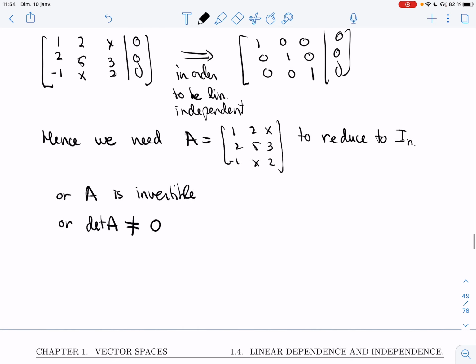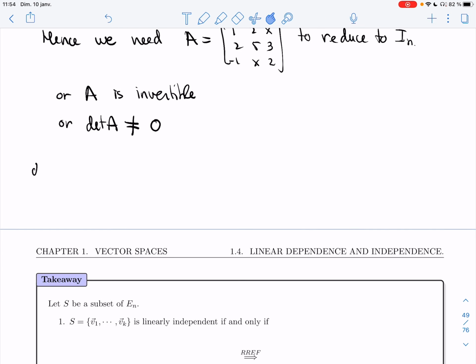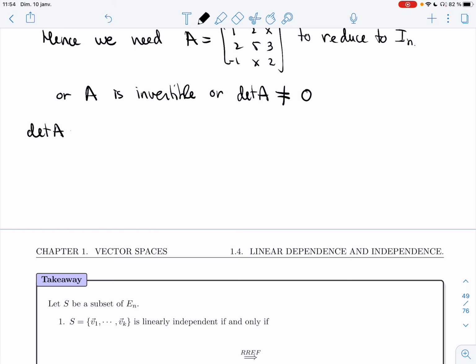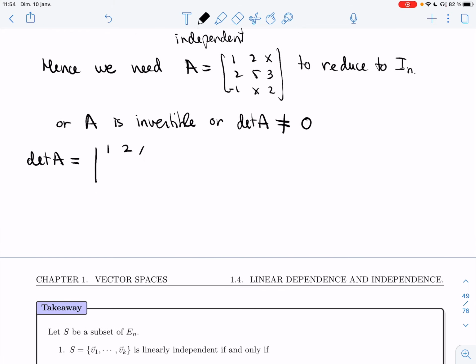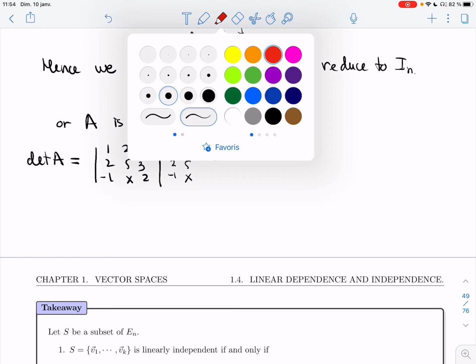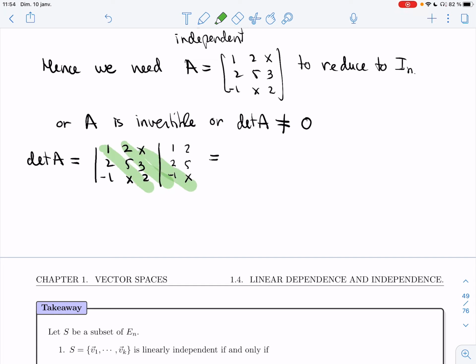So let's compute the determinant of A. Let me put this here just in case I run out of space. That's going to be the determinant of the matrix with rows (1, 2, x), (2, 5, 3), (-1, x, 2). I'm going to just basket weave. So you take the downward diagonals with a positive sign, so I get 10 minus 6 plus 2x squared. And then I take the upward diagonals and I get minus 5x plus 3x plus 8.